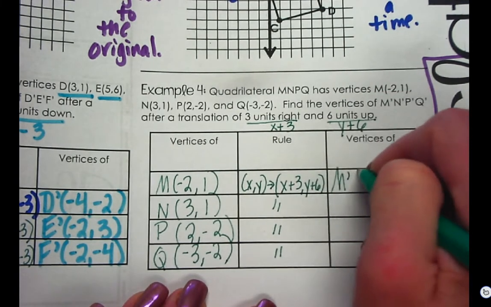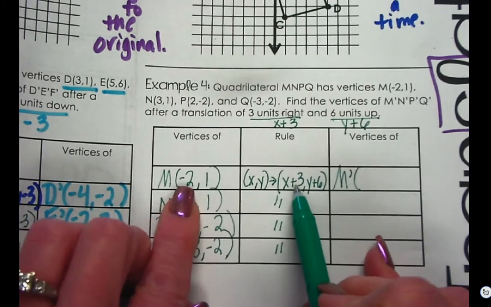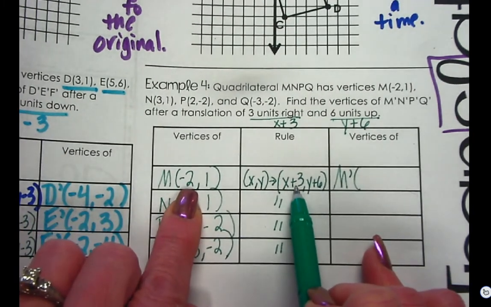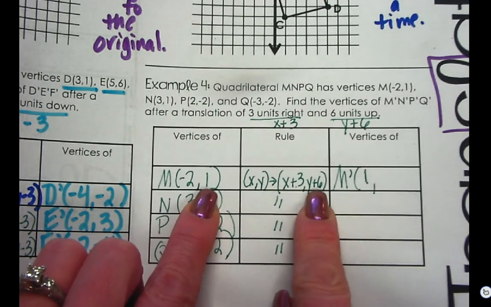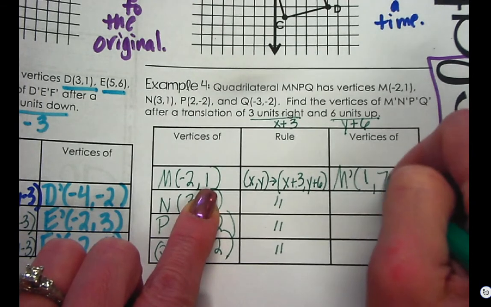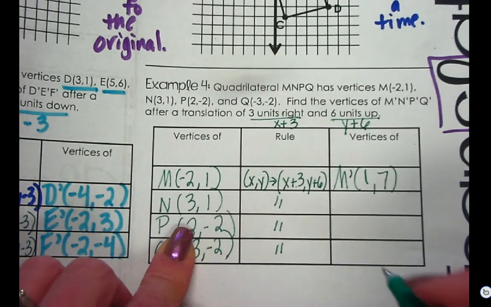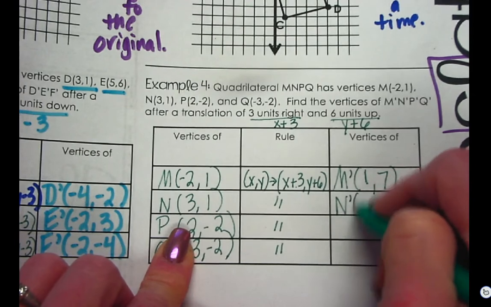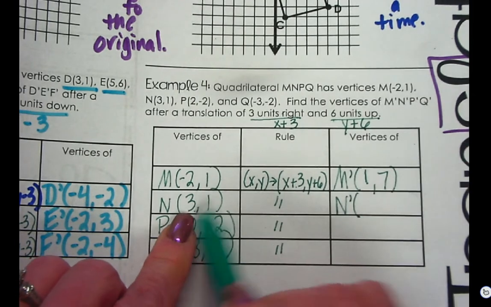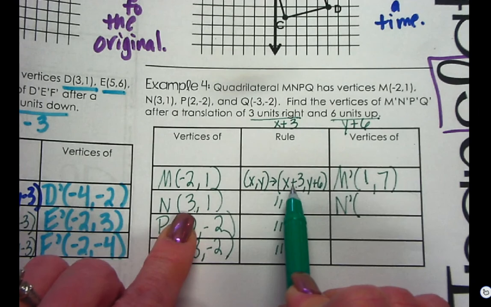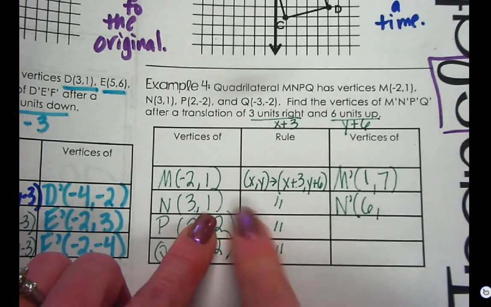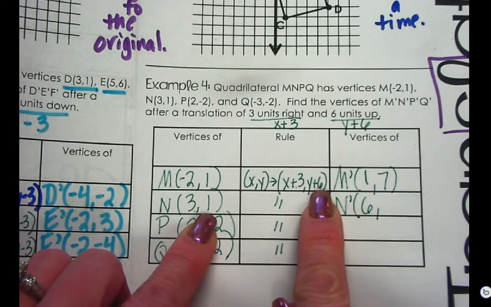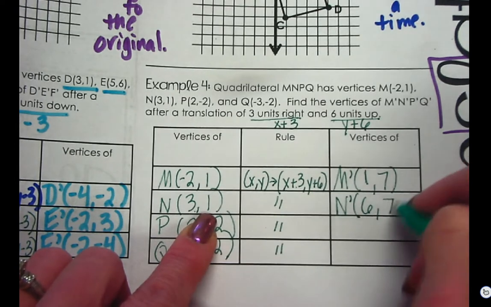So m prime is going to be negative 2 plus 3. What's negative 2 plus 3? 1. And then 1 plus 6. What's 1 plus 6? 7. Okay. N prime, we're going to do the same thing. We're going to take the x and add 3. What's 3 plus 3? 6. And then we're going to take our y and add 6. What's 1 plus 6? 7.